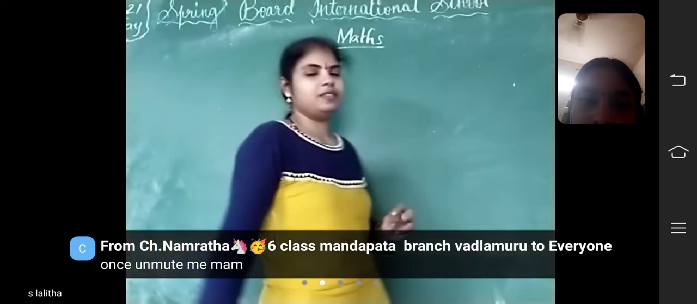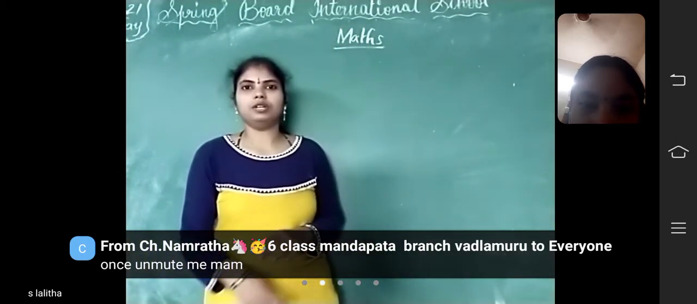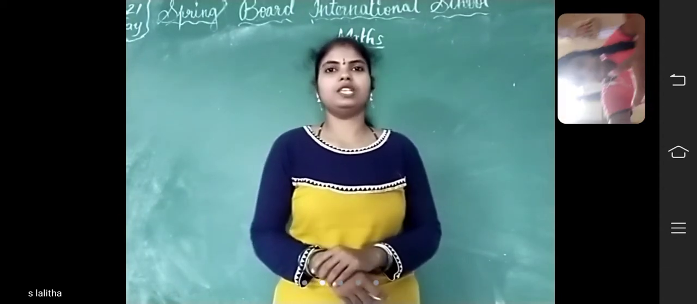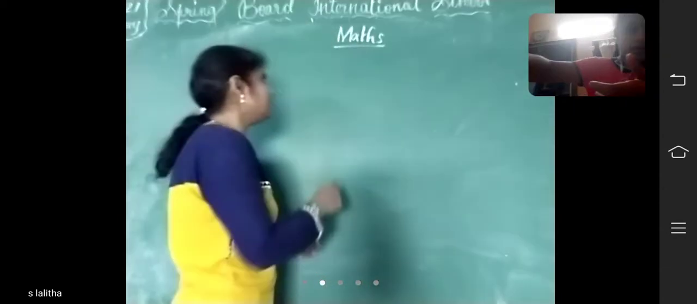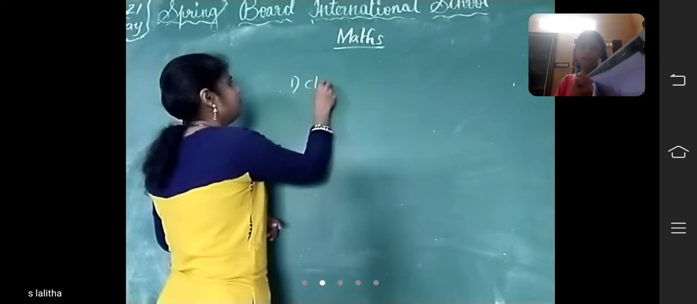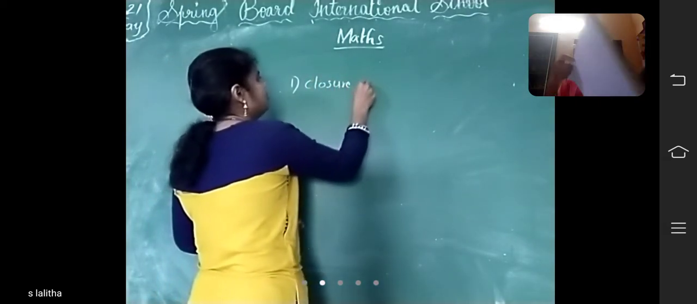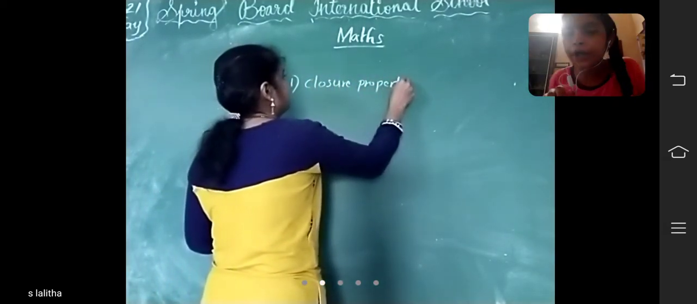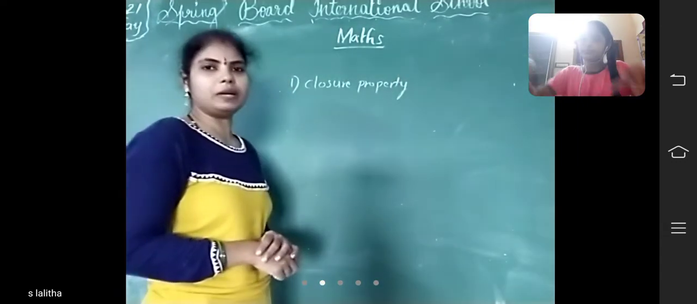Okay, good morning children. Yesterday what did we learn? We learned about the properties of whole numbers. What is the first property? Closure property. What is called closure property, children?